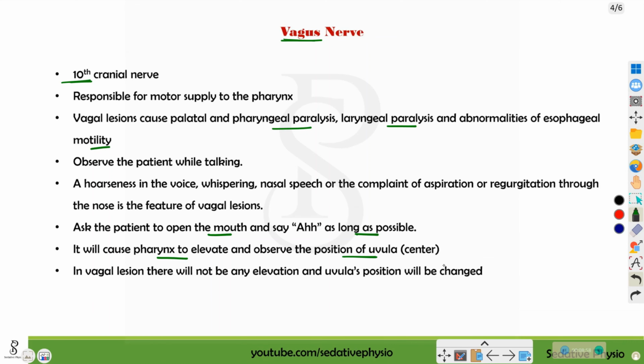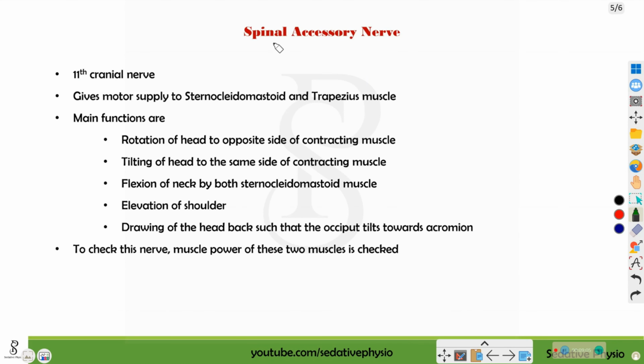So after the vagus nerve, we have the spinal accessory nerve. It is the 11th cranial nerve and it is also a motor nerve. It does not have any sensory part. It gives the motor supply to two muscles: first is the sternocleidomastoid and second is the trapezius muscle. These two muscles are responsible for rotation of the head to the opposite side of the contracting muscle, tilting of the head to the same side of the contracting muscle, flexion of the neck by both sternocleidomastoids, and elevation of the shoulder.